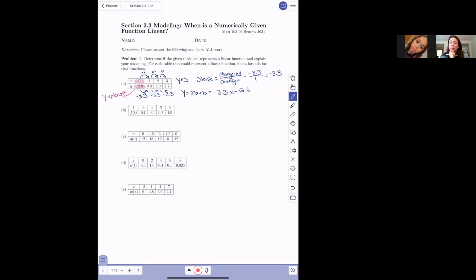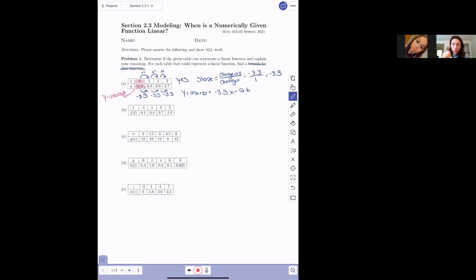If you're not given it, we'll do that in the next example. The way this question is written, it doesn't matter. It just says find the formula for that function. It doesn't matter what form you write it in, just have an equation that represents it. So you can do y equals mx plus b, slope-intercept form, or you could do point-slope form, whatever way you prefer. So this is your answer for the first one.